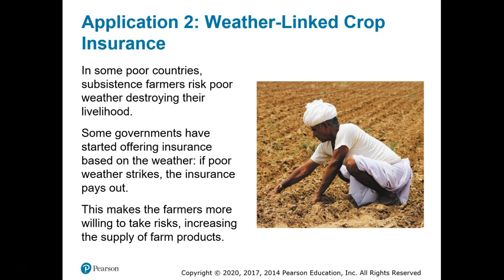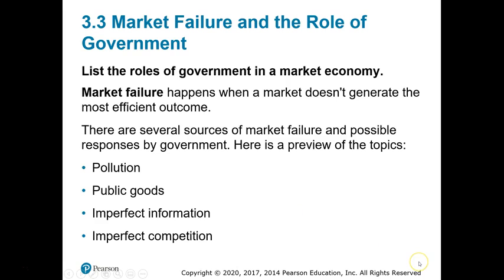Some governments have started offering insurance, basically a government subsidy in case poor weather strikes. Then the insurance would pay that farmer so that they're more likely to take those higher risks, even without regard to the weather. If they make a great harvest, we're better off as consumers. If they make a poor one, they are taken care of so that the next harvest can keep going.